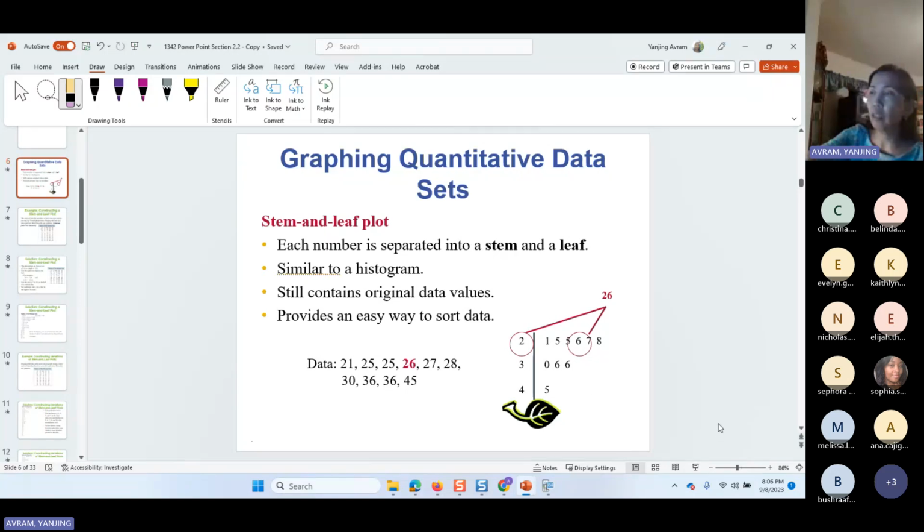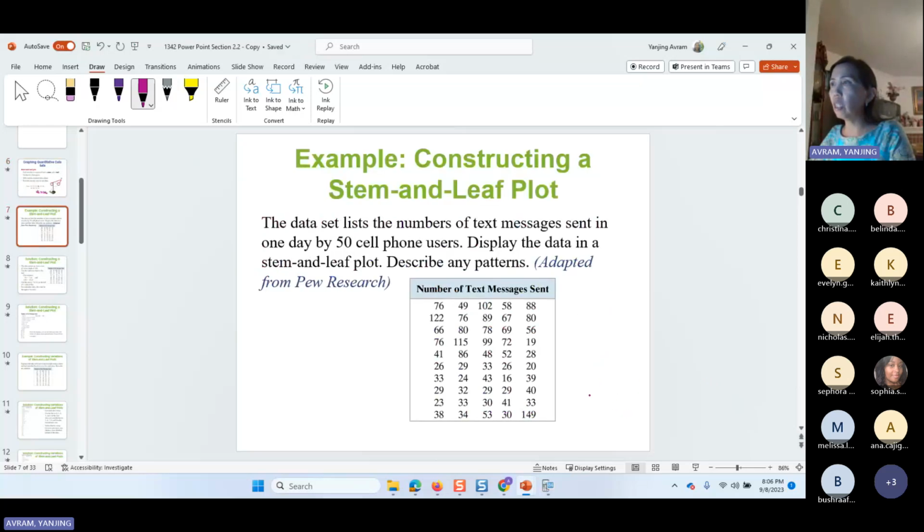Usually you also want to put a little legend on the side. Like I said, this is 26. So what is the legend? You put a bar right here, and then write down 2 bar 6, and that is equal to 26. So put a little legend right there so people will understand that it's 26. Otherwise it's very easy to organize.